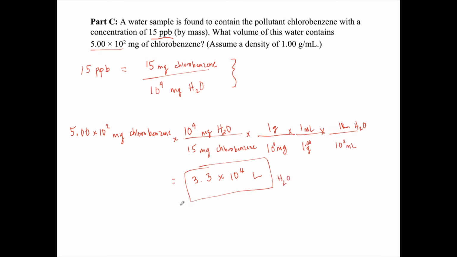Okay, so just to recap, we started with the mass of chlorobenzene. Just like in the previous examples where we were given percent by mass, this is a similar concept where we're saying parts per billion by mass. So that's what this part is here. And to get to the end, you could have found this answer in milliliters and put it in scientific notation and that would have been fine. I just, as a matter of personal preference, put it in liters.